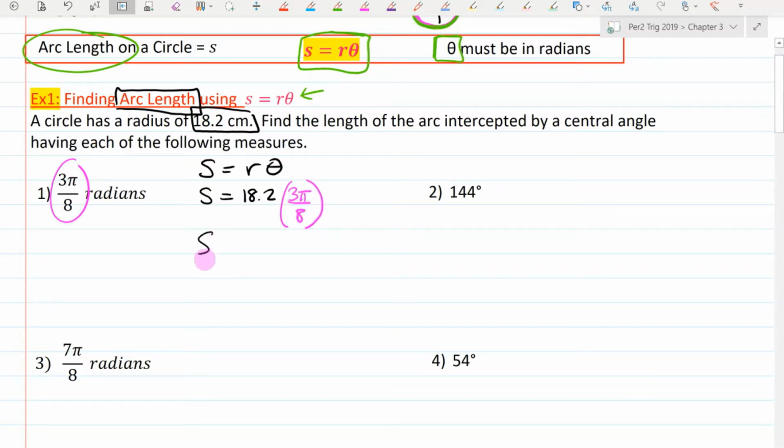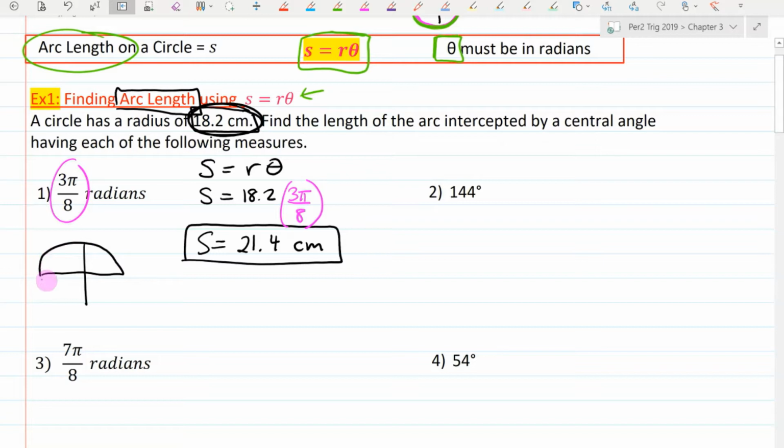To put this in your calculator, you're just going to multiply 18.2 times 3 times pi divided by 8. Run that through your calculator all at once, and the answer is 2.14 centimeters. The radius is in centimeters, therefore your circumference or your arc length will also be in centimeters. Again, this has a radius of 18.2. 3 pi over 8 is a little bit less than half, so it's about this much, and we want to find this length right here, and that's considered S.